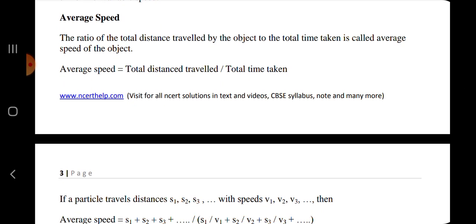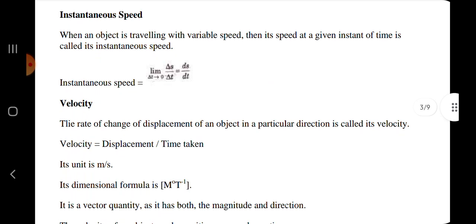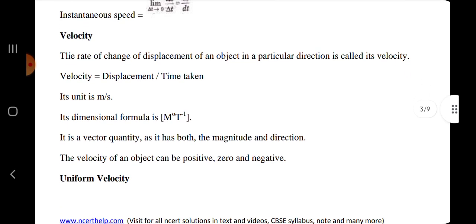Average speed. The ratio of the total distance travelled by the object to the total time taken is called average speed of the object. Average speed is equal to total distance upon total time taken. If a particle travels distances s1, s2, s3 up to sn with speeds v1, v2 and v3, then average speed would be s1 plus s2 plus s3 plus sn upon s1 upon v1 plus s2 upon v2 and so on. Then instantaneous speed. When an object is traveling with variable speed, then its speed at the given instant of time is called its instantaneous speed. Instantaneous speed is equal to delta s upon delta t, which is equal to ds upon dt.